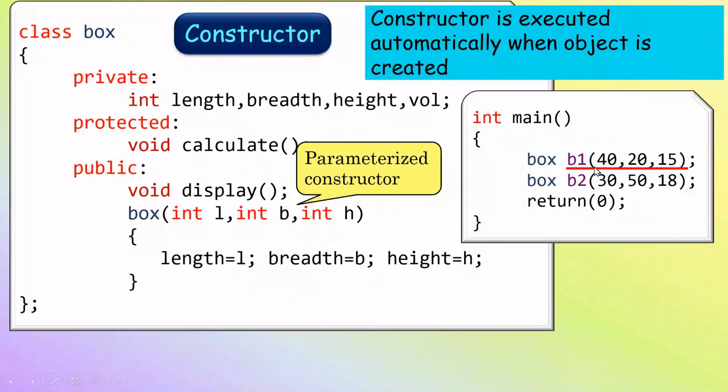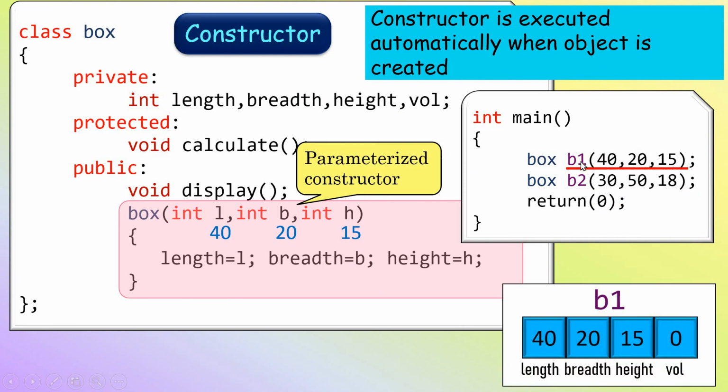Box B1 and within parentheses 40, 20, 15. When this object B1 is created, and since B1 is supplied with 3 values, the parameterized constructor, which has 3 parameters, is executed. The values 40, 20 and 15 are passed to L, B and H, and these values then get initialized to the data members length, breadth and height. So the object B1 is created as shown here.